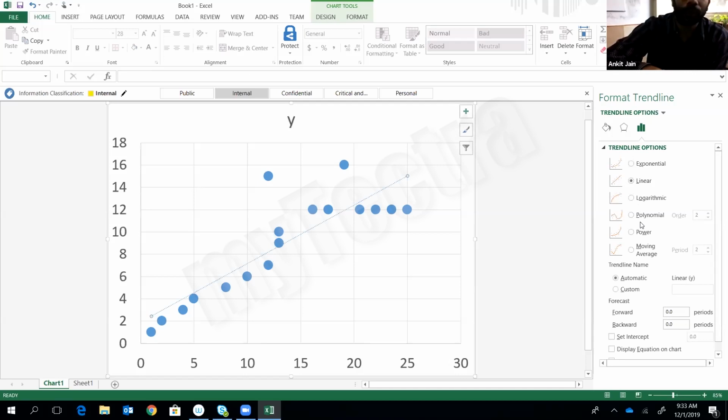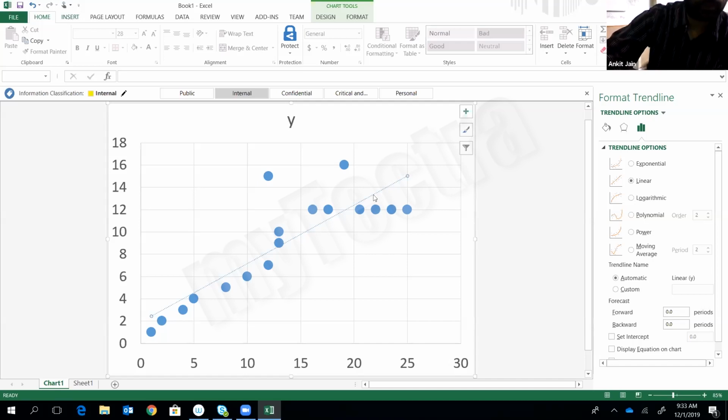If you see what options are given here in add trend line: exponential, linear, logarithmic, polynomial, power and moving average. These are the options given. So by default, it is on what? Linear. Okay, by default it is on linear.